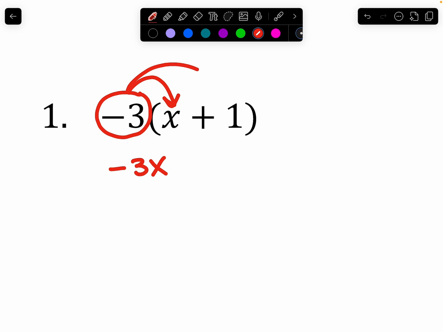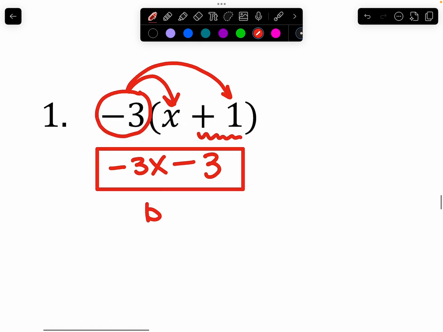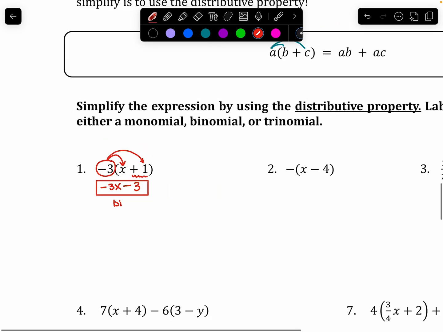And then I'm going to go back and do negative 3 times, this is a positive 1. Negative times a positive is a negative. Negative 3 times positive 1 is a negative 3. I cannot combine those things together because one has an x and one does not. So this is going to be my final answer. There are 2 terms here, so this is a binomial.